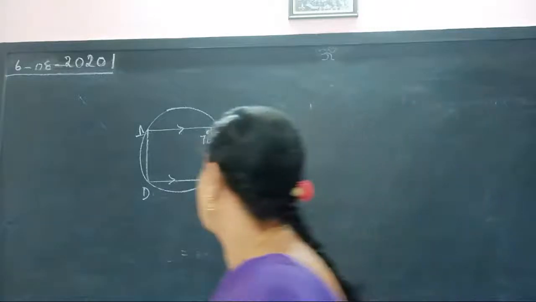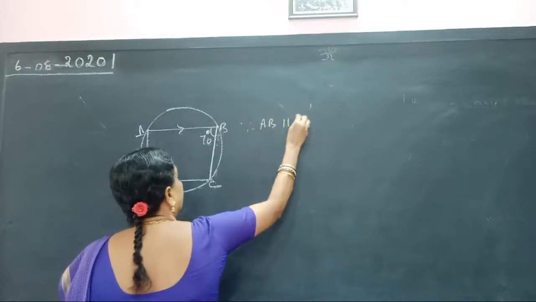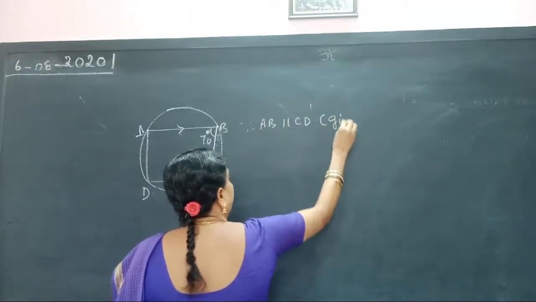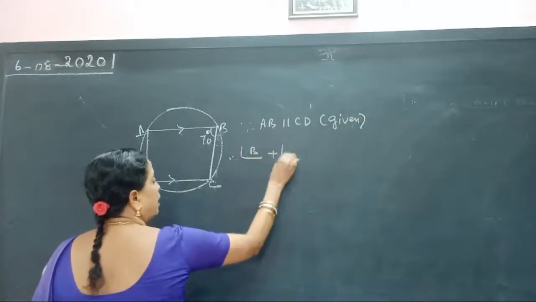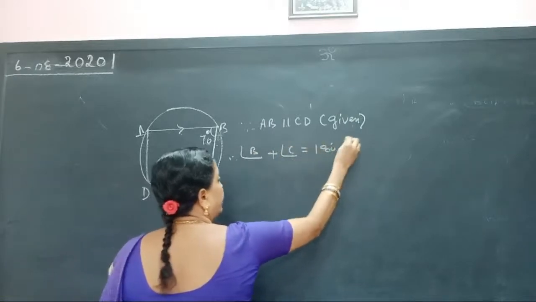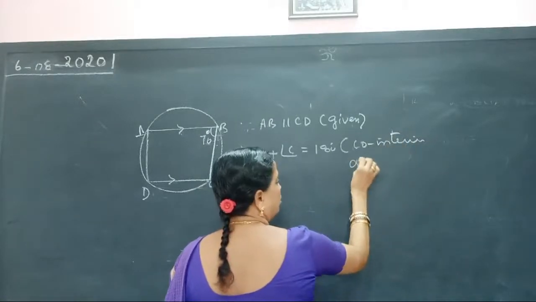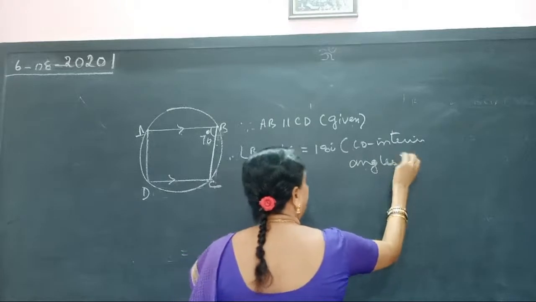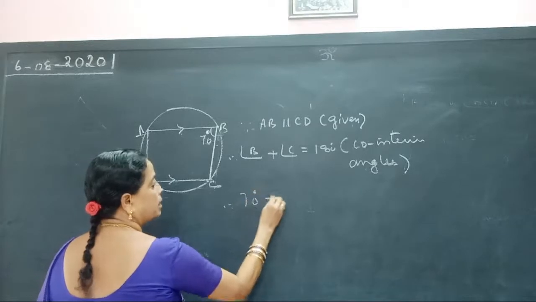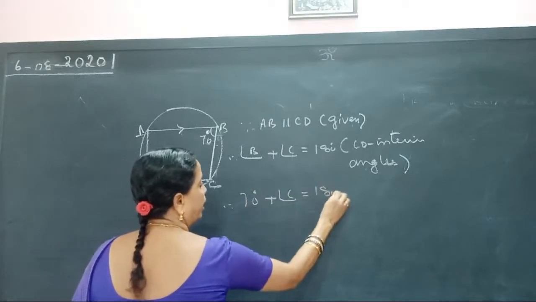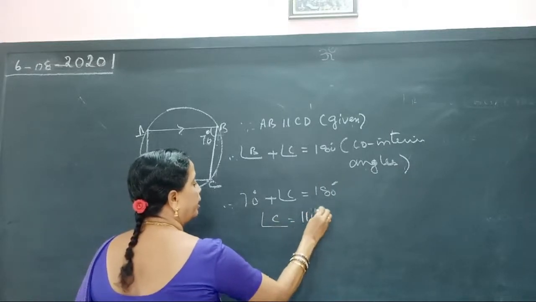Okay? Right. Since AB is parallel to CD, write in the bracket it is given. Therefore, angle B plus angle C equals 180 degree. Co-interior angles. Therefore, 70 degree plus angle C equals 180 degree. Angle C equals 110 degree.